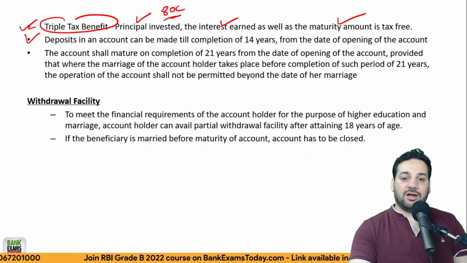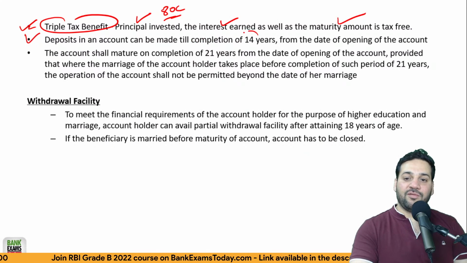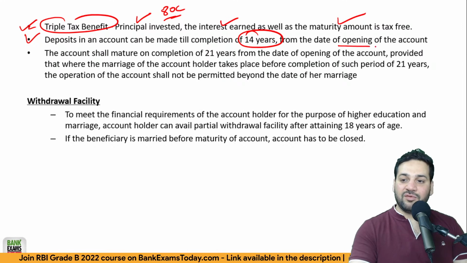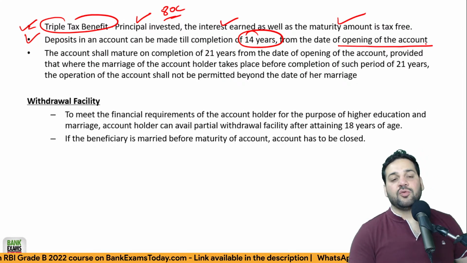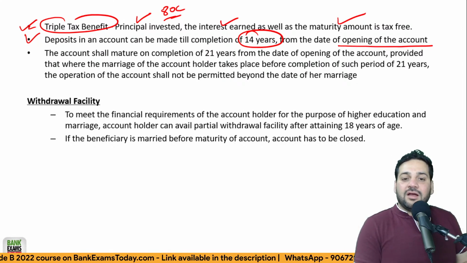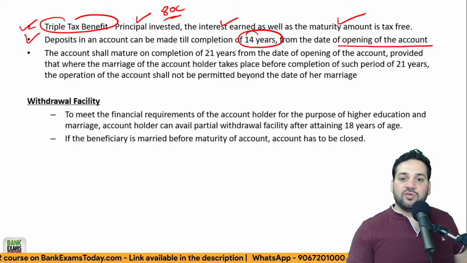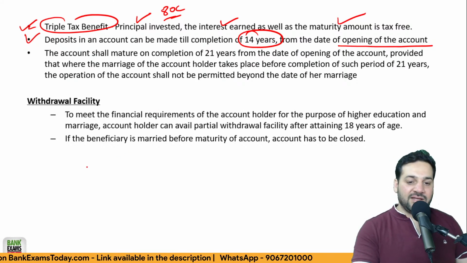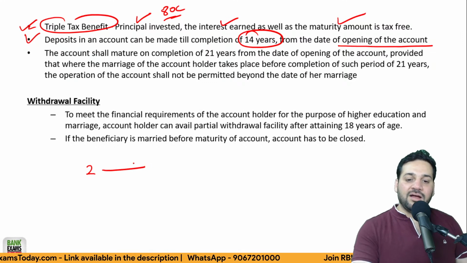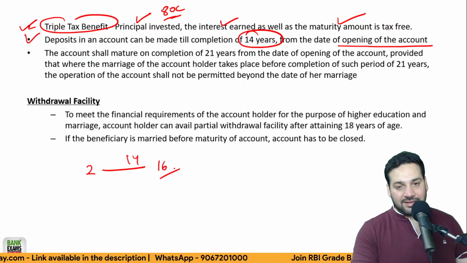Deposits in an account can be made till completion of 14 years from the date of opening of the account. So the deposits can be made for the 14 years. So if the age of the child is, let's say, 2 years, you can make the deposit till the age of 16. Okay.